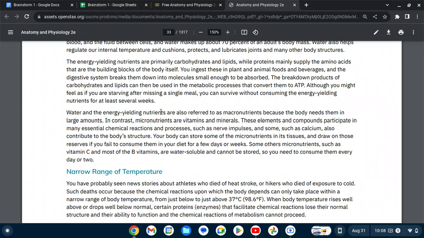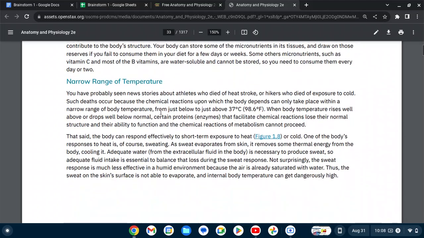These elements and compounds participate in many essential chemical reactions and processes, such as nerve impulses, and some, such as calcium, also contribute to the body structure. Your body can store some of the micronutrients in its tissues and draw on those reserves if you fail to consume them in your diet for a few days or weeks. Some other micronutrients, such as vitamin C and most of the B vitamins, are water soluble and cannot be stored, so you need to consume them every day or two.